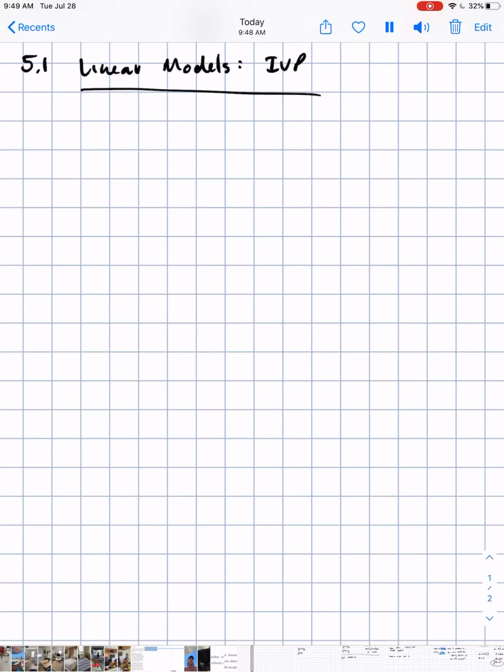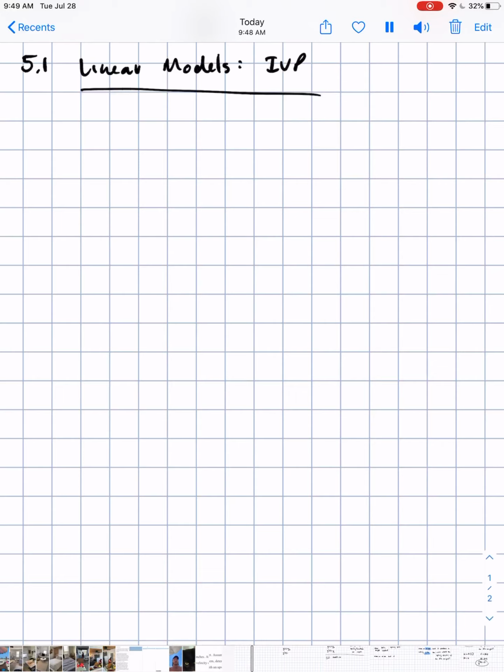Okay, so 5.1 linear models, initial value problems. A couple things you're going to notice. These are going to be word problems, and in chapter 4 you learned ways of solving these types of problems. You're going to use all those methods from chapter 4.